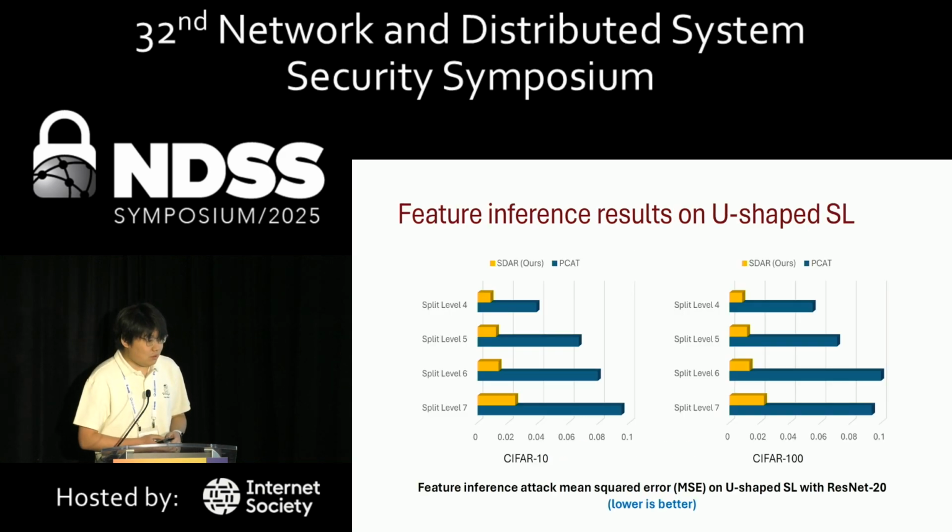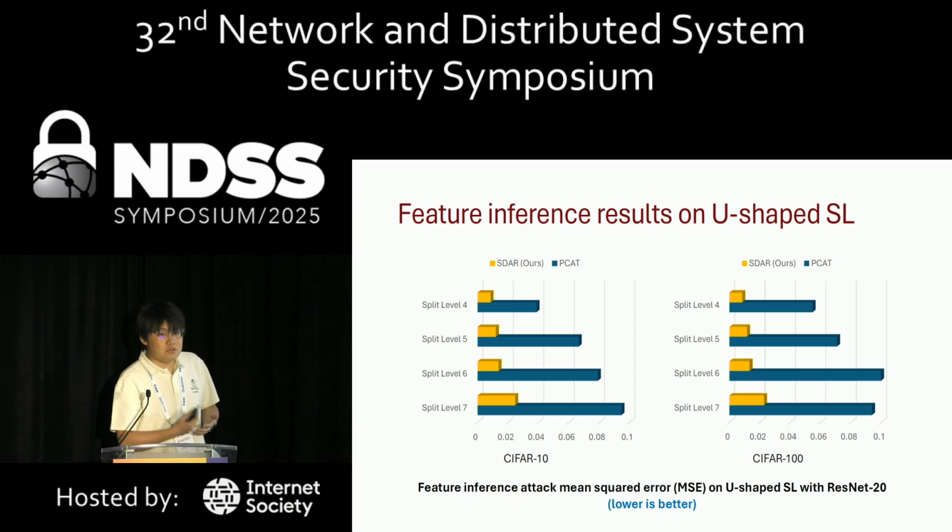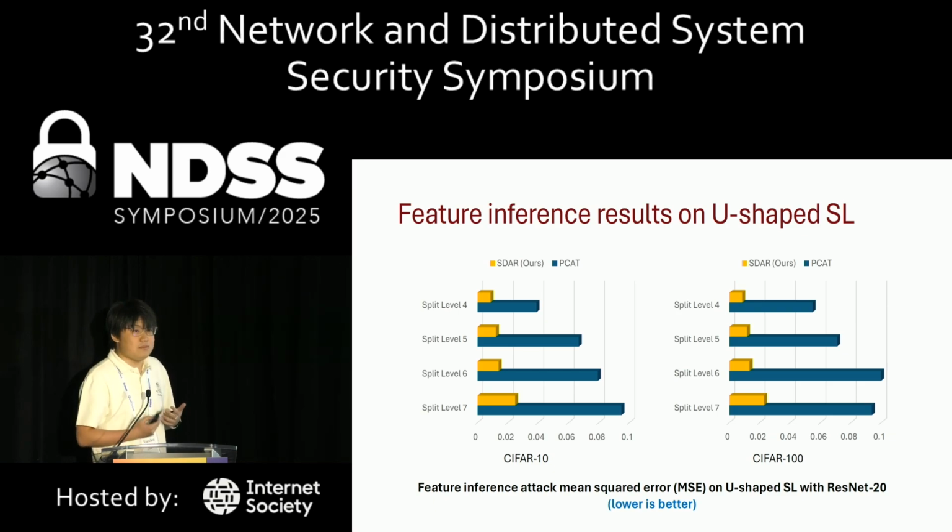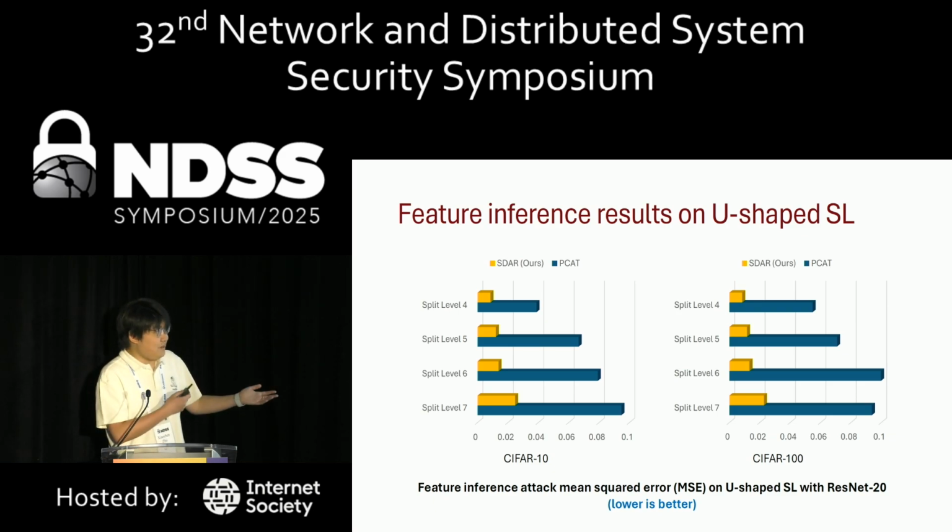And here are our feature inference attack results on U-shaped SL. You can see that, again, our reconstructions are much better. And here we see that PCAT really dropped its performance on the U-shaped setting, but ours really doesn't. That means that our tutor H is really doing a very good job mimicking whatever H is doing, as if H is never gone.